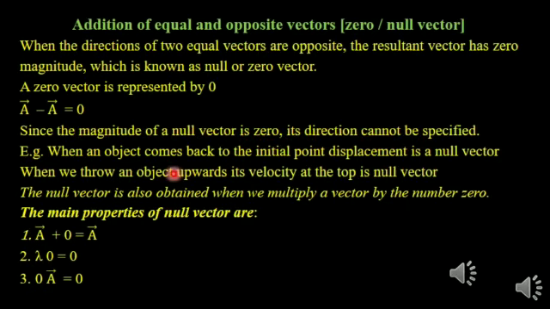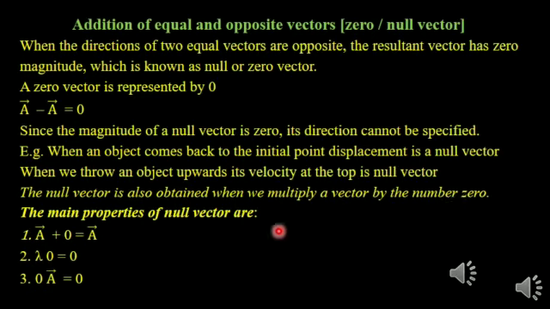For example, when an object comes back to the initial point, displacement is a null vector. When we throw an object upwards, its velocity at the top is a null vector. The null vector is also obtained when we multiply a vector by number 0.